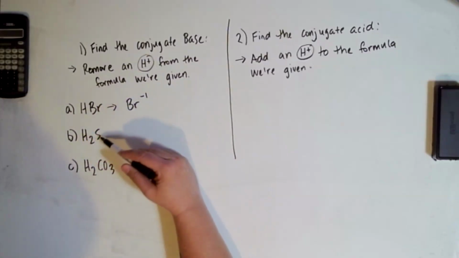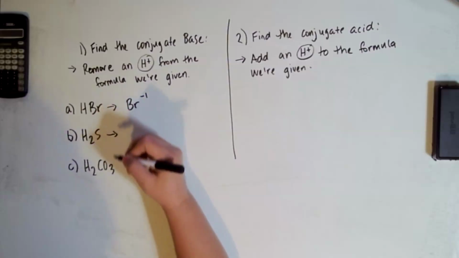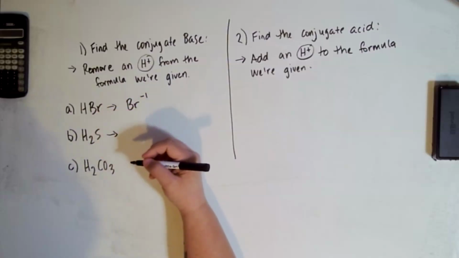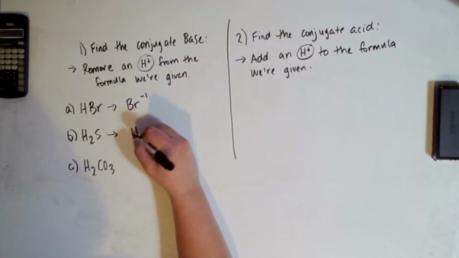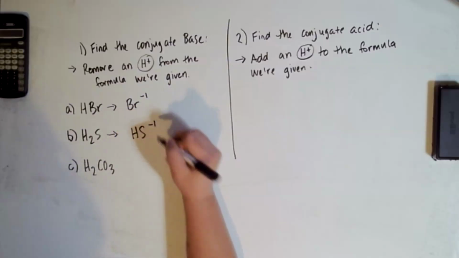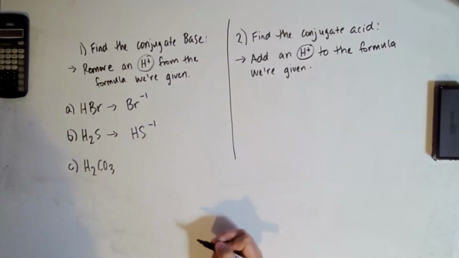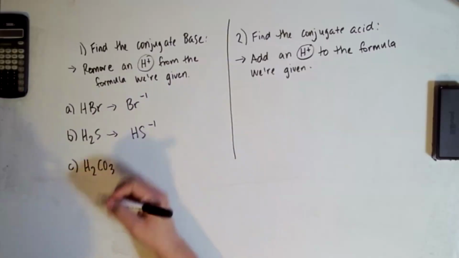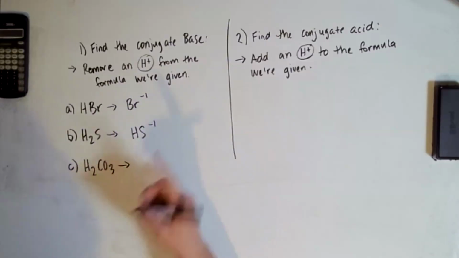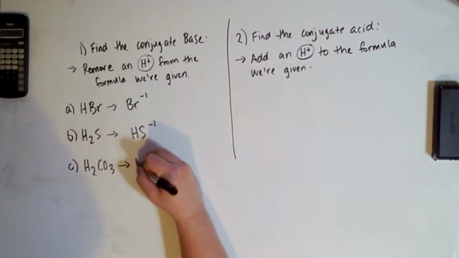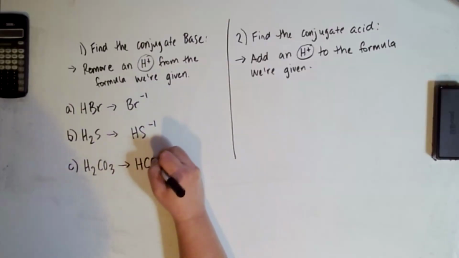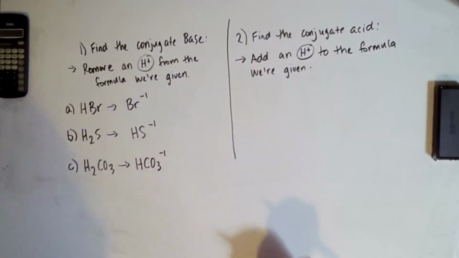Here I have H2S. I'm going to remove one hydrogen and one positive charge, so I'm going to have HS minus 1. For H2CO3, again, I'm removing one hydrogen and one positive charge, so I'm going to have HCO3 minus 1.